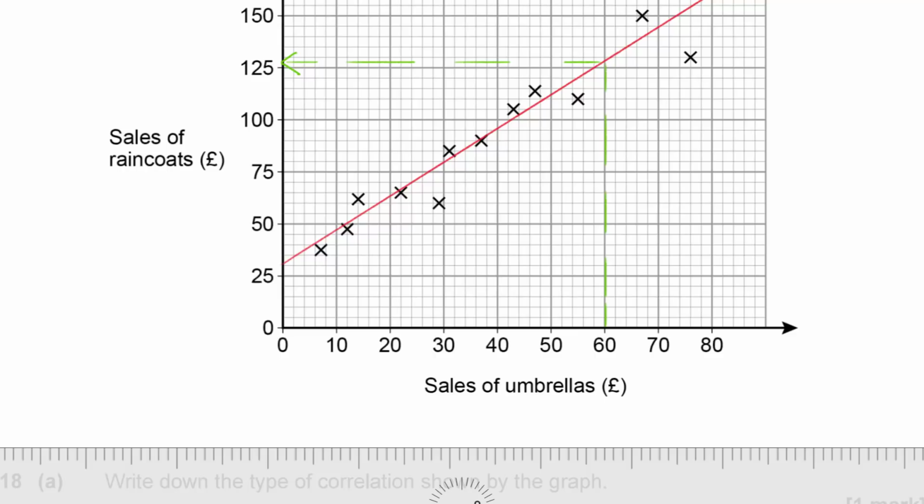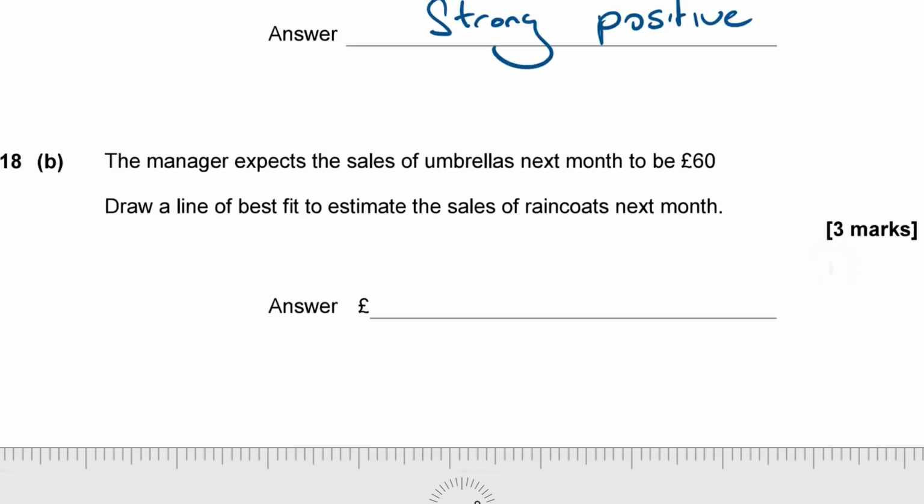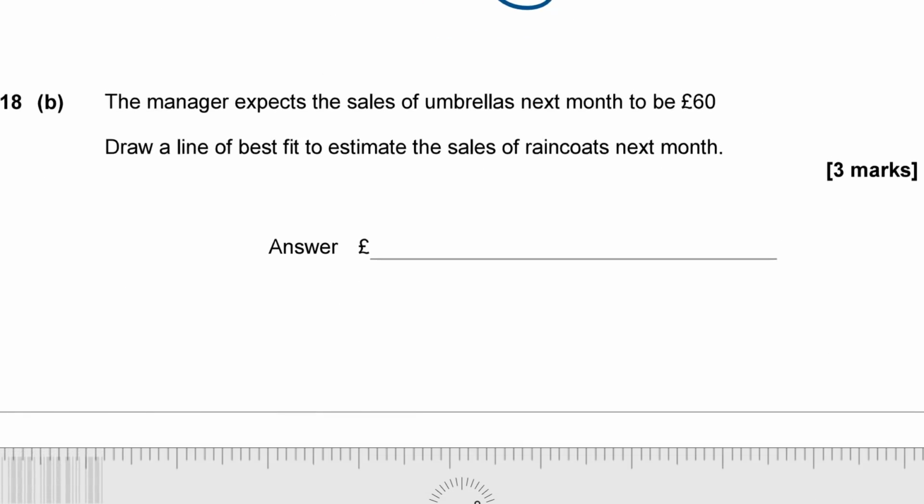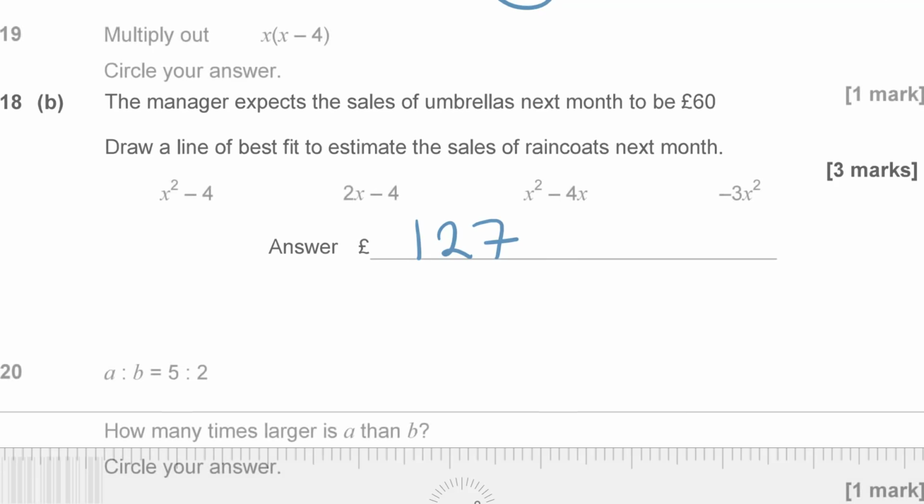Now each one of these little boxes, there are 5 little boxes, and they span a distance of 25, so each one must be 5. I've drawn mine between 2 boxes, so I'm going to estimate that to be about 127, something like that. So draw a line of best fit to estimate the sales of raincoats. I think it's going to be 127. Now, like I say, there's a fair bit of give in this question, so don't worry if yours isn't exactly the same as mine.